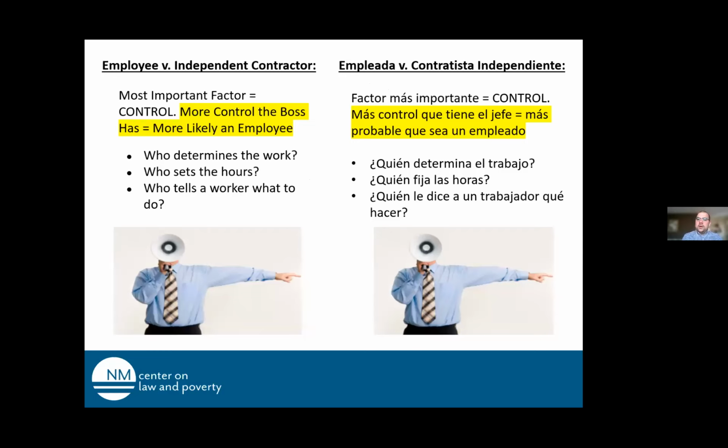Now, how do we tell? How do we distinguish when someone is an employee or when someone is an independent contractor? The most important thing to know, and the most important factor here, is control. The more control the boss has over the worker, the more likely that worker is an employee. Let me repeat that because this is the most important thing to understand about this distinction: the more control the boss has over the worker, the more likely that worker is an employee.